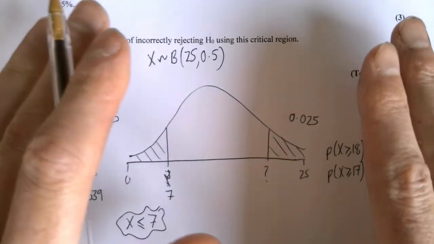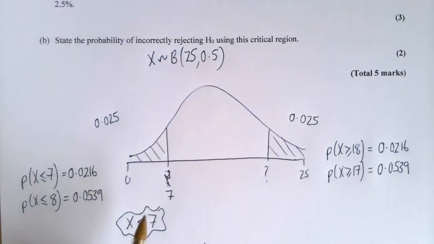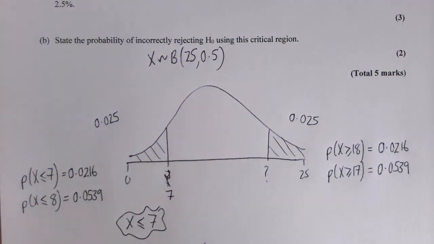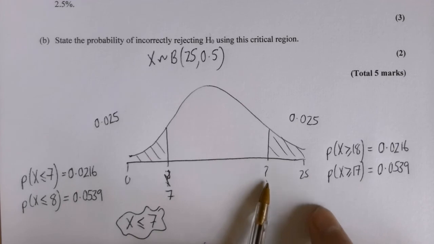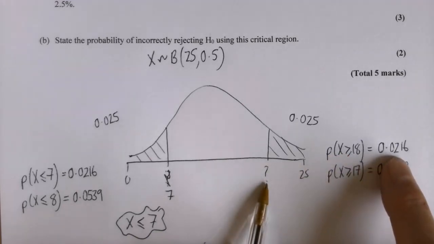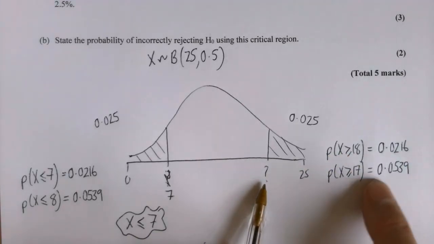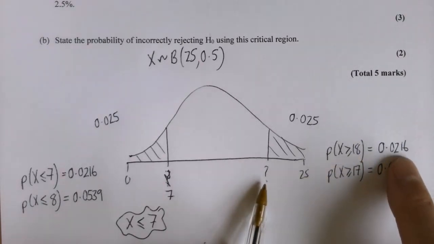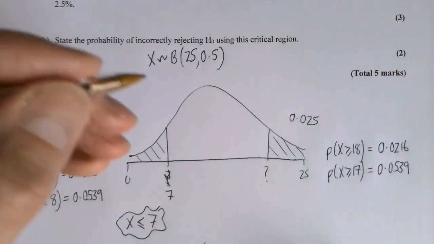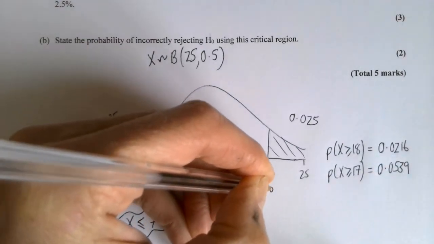So we're not given a context here. We don't know what this is about. But I know that any value of 7 or less, alarm bells are going to be ringing. The null hypothesis will be rejected. At the upper end, going from a value to 25, when I went from 18 to 25, I got 0.0216, and 17 to 25, I got 0.0539. So again, this is the one that's closest. So that's going to be 18.